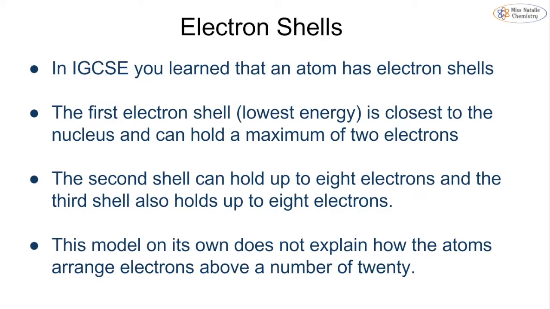So in GCSE, you learned that an atom has electron shells, and you learned that the electrons were arranged in specific shells around the atom. You learned that the first shell, which is the closest to the nucleus, can hold a maximum of 2 electrons. The second shell can hold a maximum of 8, and the third shell also holds a maximum of 8. Now, the problem then arises when we get to A level is that this model does not explain how atoms arrange electrons when we look at any element with an atomic number above 20. So we're going to be moving on from the first 20, and we're going to be looking at now the first 36 elements, so up to krypton.